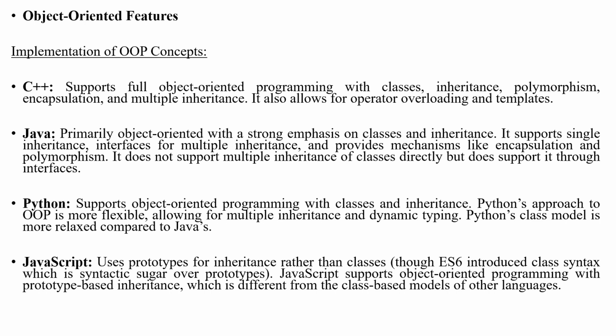Python supports object-oriented programming with classes and inheritance. Python's approach to OOP is more flexible, allowing for multiple inheritance and dynamic typing. Python's class model is more relaxed compared to Java's. JavaScript usually uses prototypes for inheritance rather than classes. JavaScript supports object-oriented programming with prototype-based inheritance, which is different from the class-based model of the other languages.